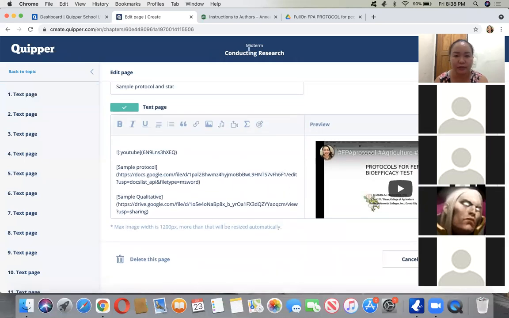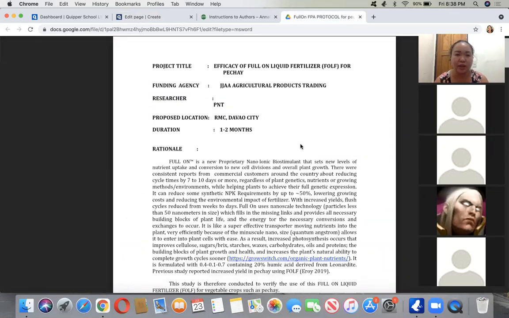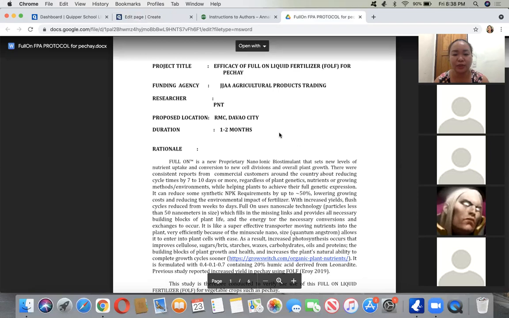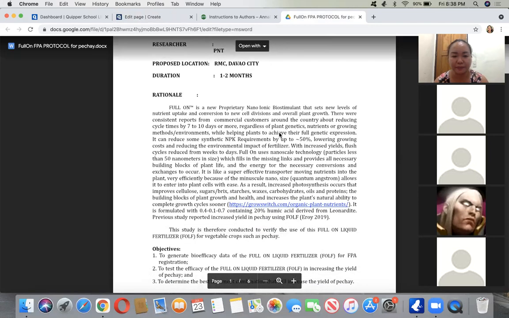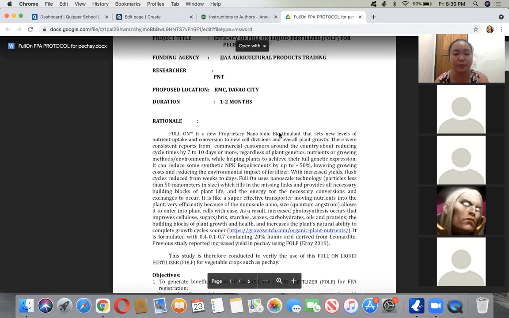And this is the sample protocol. But when you do the thesis, it's more complex or detailed than this. So I can give you an example. Where did I put that? Let me check later. I will give you an example, but we're still on the protocol.